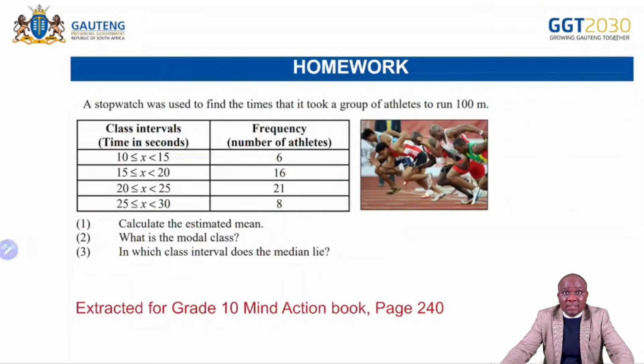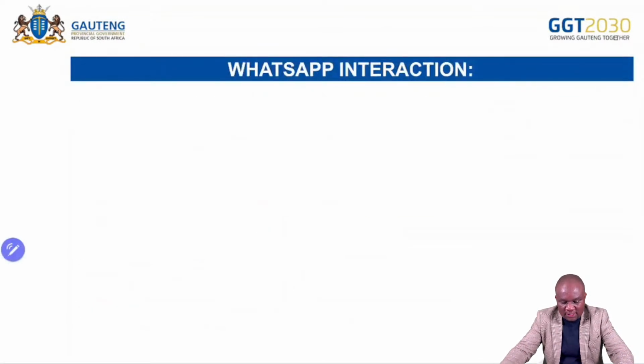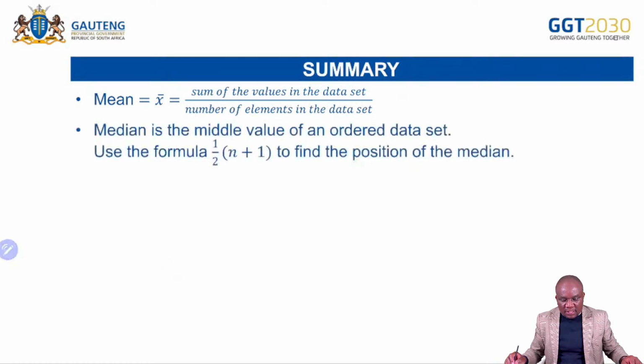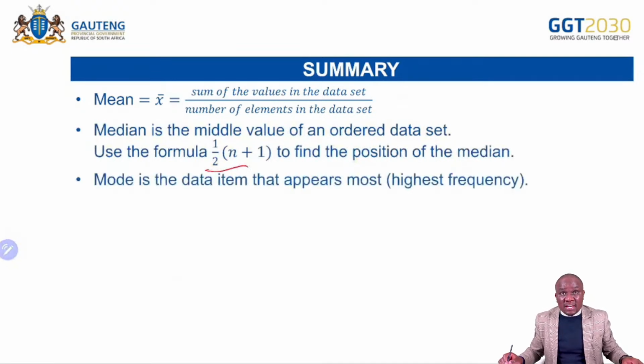Right, welcome back, grade 10s. So what did we learn? We found that the mean is the sum of the values in the data set divided by the number of elements in the data set. Then the median is the middle value of an ordered set, if we use the formula half times n plus 1 to find the position of the median. And then the mode is the data item that appears most, meaning the data item with the highest frequency.